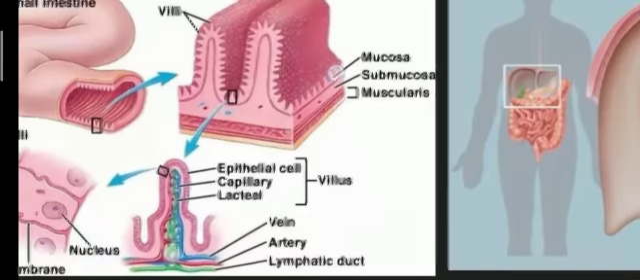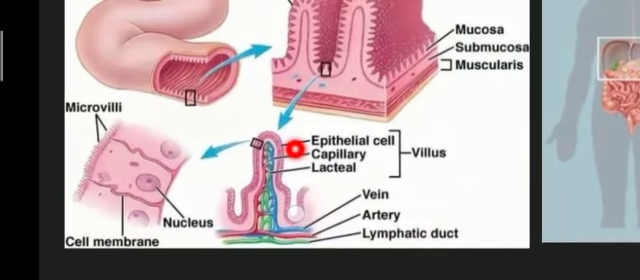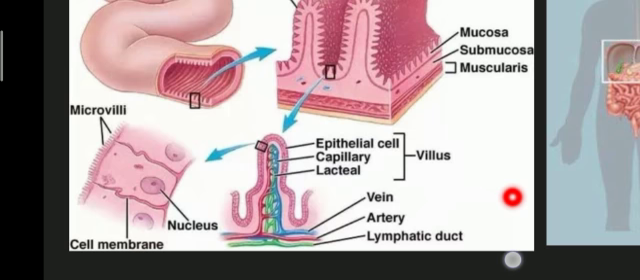If we see the internal structure of villi, it comprises a vein, artery and lymphatic duct, which together form the lacteal.